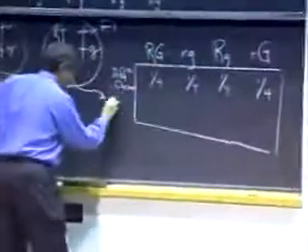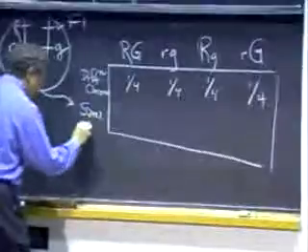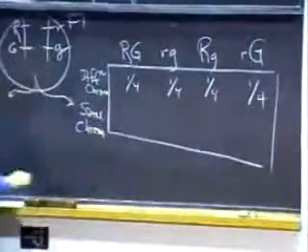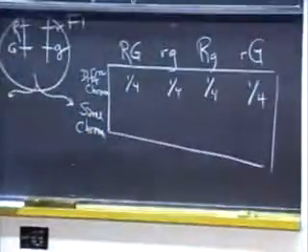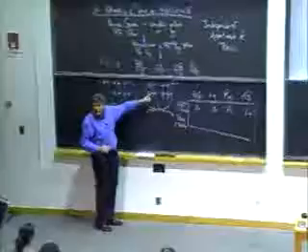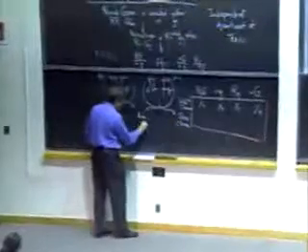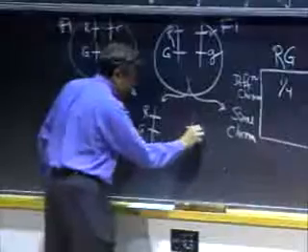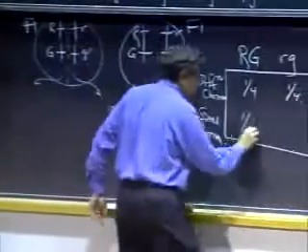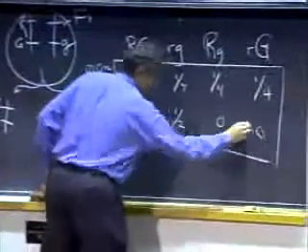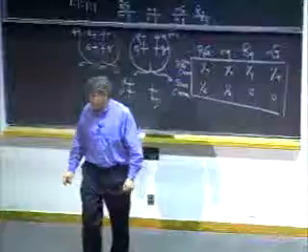But if they're on the same chromosome, what do we expect? What will come out of this? Either you're going to get this one, in which case you get both big R and big G, or you're going to get this one, in which case you get little r and little g, a half, 0, 0. Ooh, that's very different.